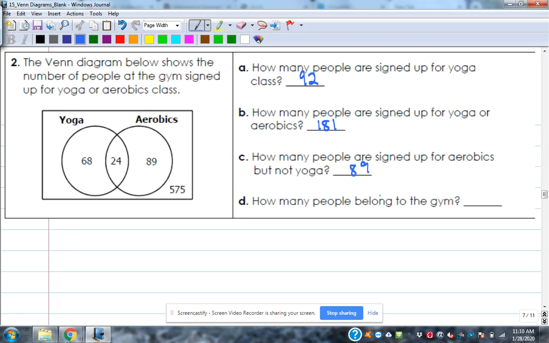And then how many people belong to this gym? Nope. Got to add everything in the picture up. So 575 plus 68 plus 24 plus 89. 756. Thank you. I'll do that in my head. Again, remember, the number that's outside that's in the box is not the total. It's the ones that don't fit in the circles. Careful of that.